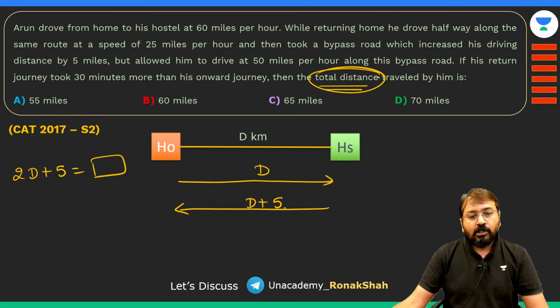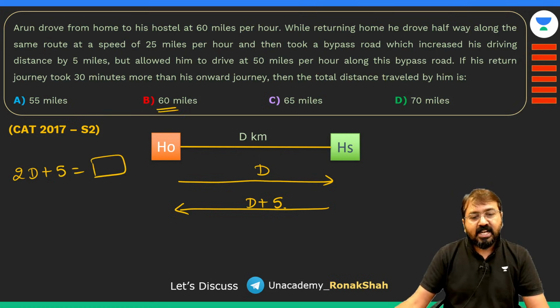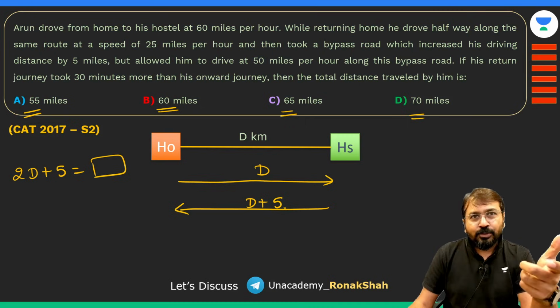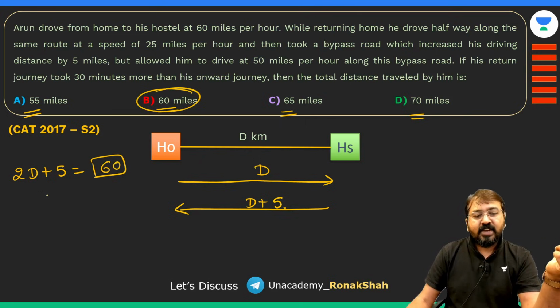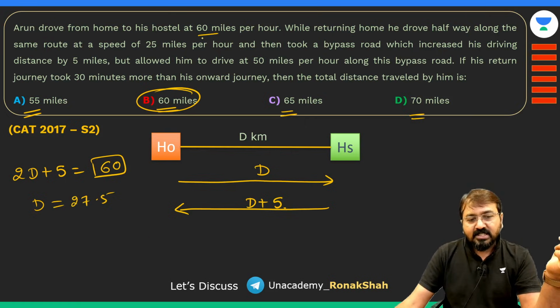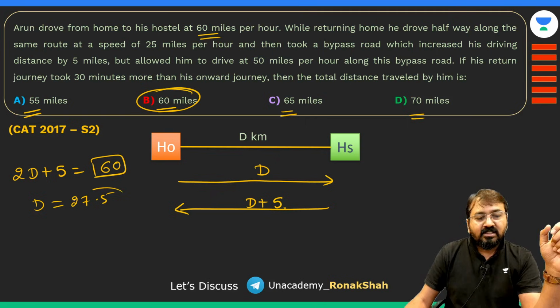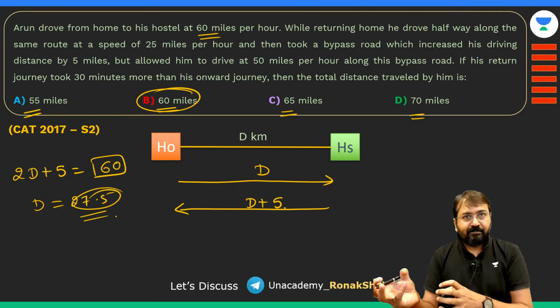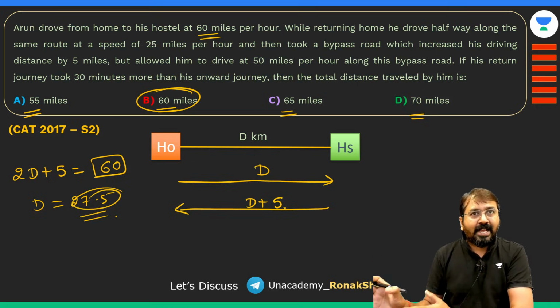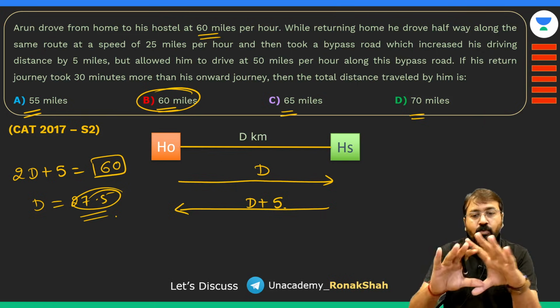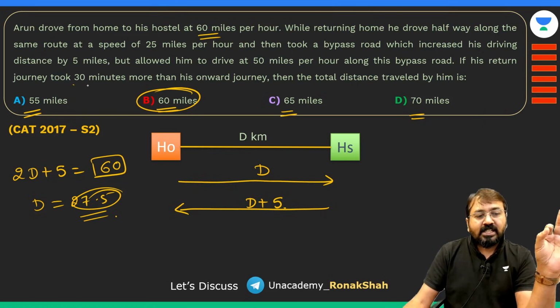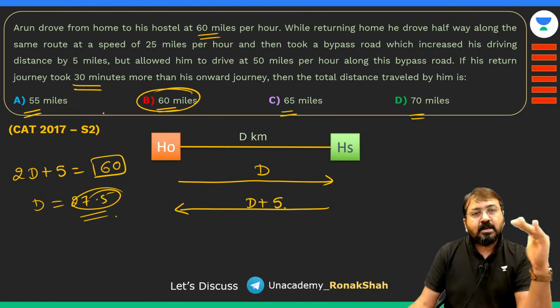Okay. Now, if I look at my options, I have two options which are ending with 0, and two options which are ending with 5. It's very easy for you to identify that. For example, if I take an option like say 60, if I take 2d plus 5 as 60, then d will come out to be how much? 27.5. Now, if he travels at 60 miles per hour and then further at 25 miles per hour and then 50 miles per hour, this distance will definitely produce times which will be in pretty different fractions, and that will not gel with each other. While what our question says is that his total time while coming back has increased by 30 minutes compared to the previous time.